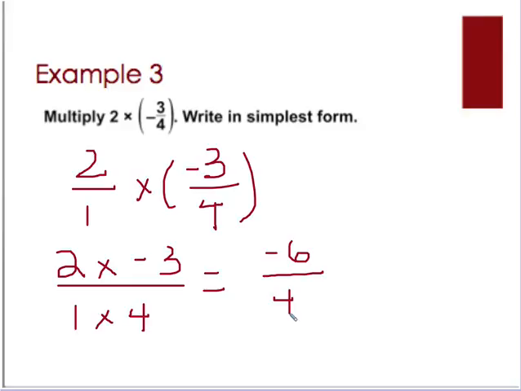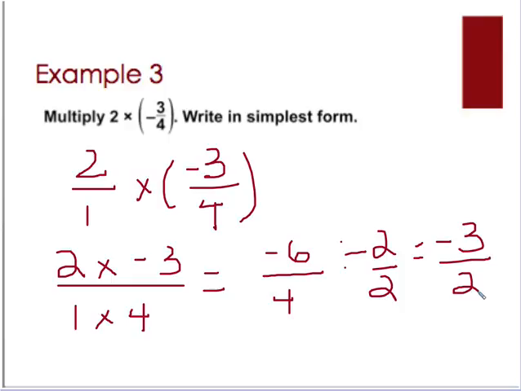Now, we notice that that's an improper fraction and we can also reduce it. So, I like to reduce first and then change to an improper fraction. It doesn't matter to me which way you do it as long as you do it. So I know that I can divide by 2. -6 divided by 2 is -3 on the top. 4 divided by 2 is 2.